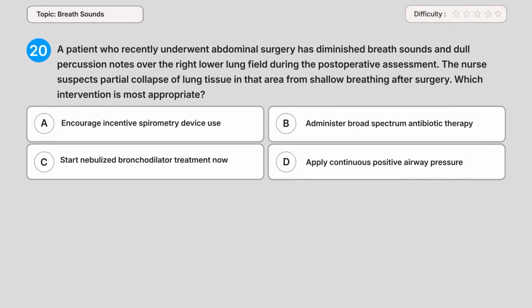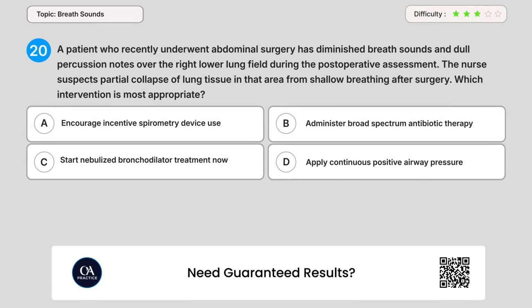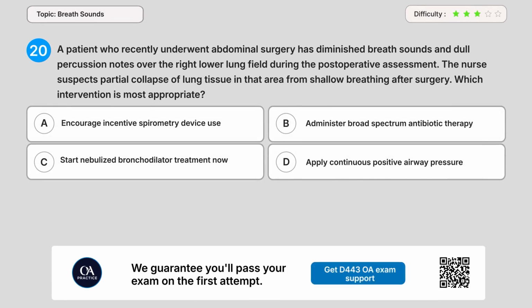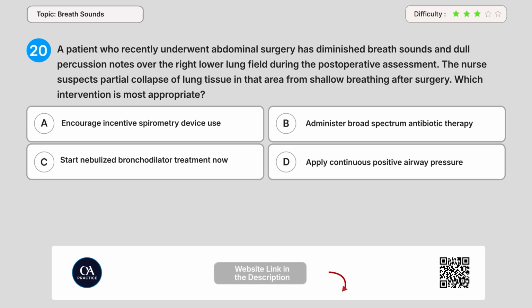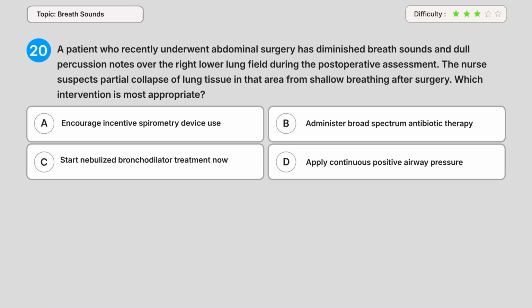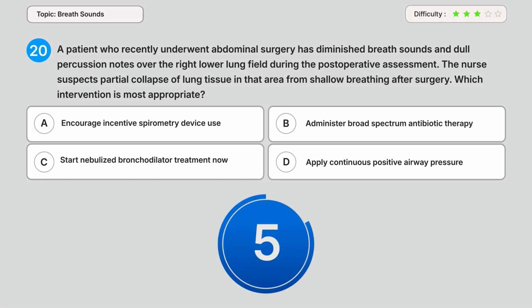20. A patient who recently underwent abdominal surgery has diminished breath sounds and dull percussion notes over the right lower lung field during the post-operative assessment. The nurse suspects partial collapse of lung tissue in that area from shallow breathing after surgery. Which intervention is most appropriate? A. Encourage incentive spirometry device use. B. Administer broad-spectrum antibiotic therapy. C. Start nebulized bronchodilator treatment now. D. Apply continuous positive airway pressure. Can you guess the answer?